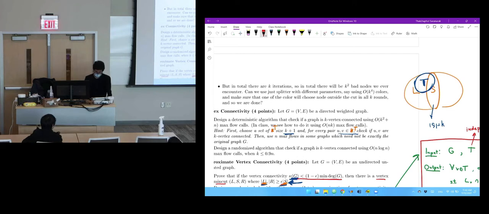So here's a hint. Consider this graph where you add a super source, connect it to everyone in T, and consider this graph. Yeah, this is a hint.